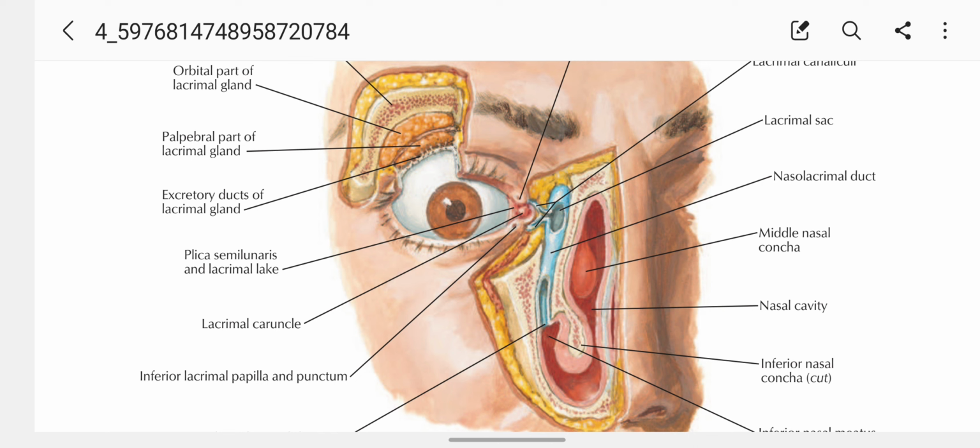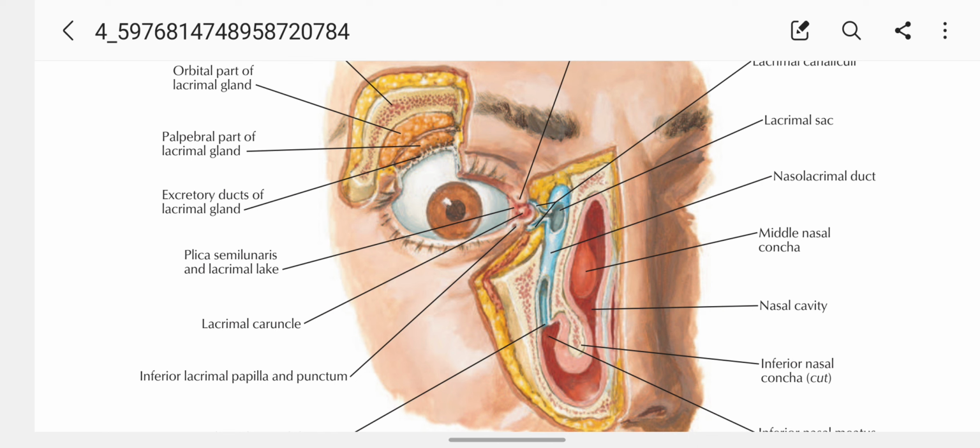The nasolacrimal duct opens in the inferior meatus, and there is a valve guarding it, called the valve of Hasner. If there is an inflammation in the lacrimal sac, it is called dacryocystitis. And if there is an obstruction when the lacrimal fluid is drained, either at the level of the punctum, the canaliculi, or the nasolacrimal duct, the excessive lacrimal fluid overflows onto the cheek region, and this condition is called epiphora.